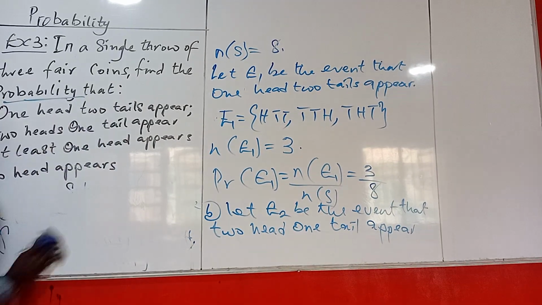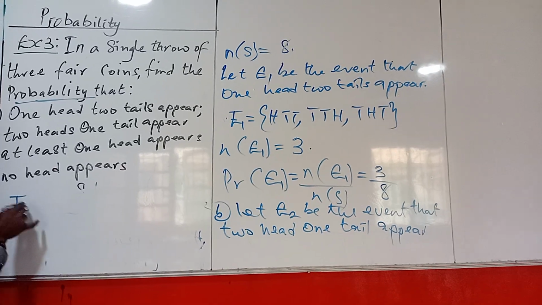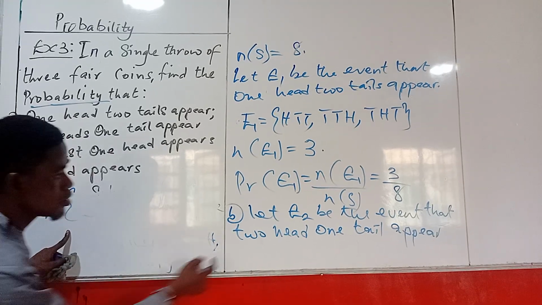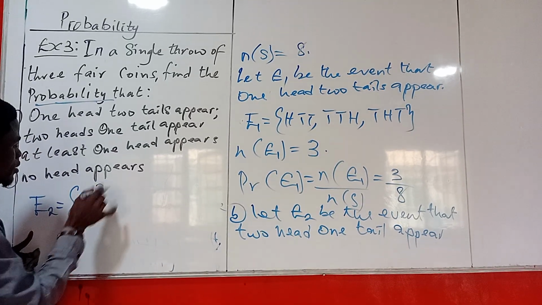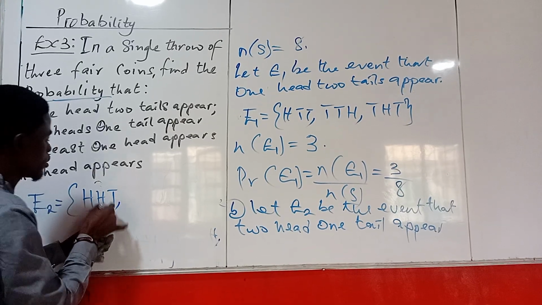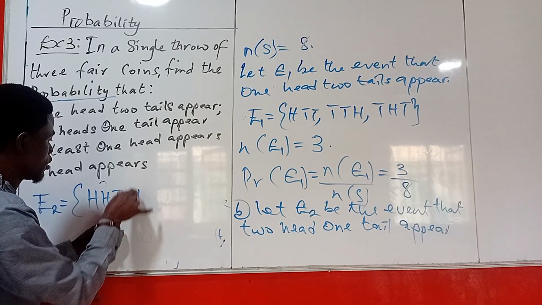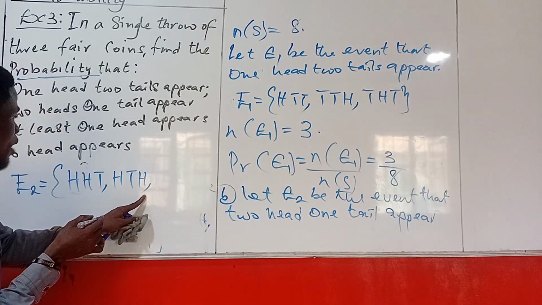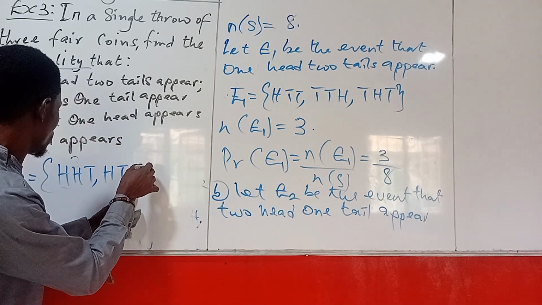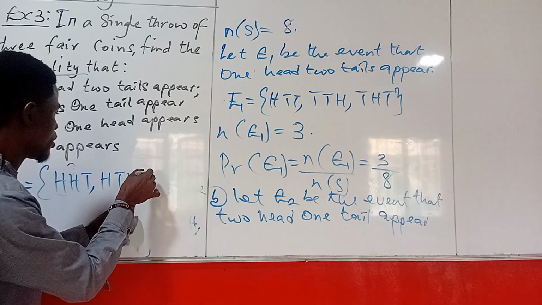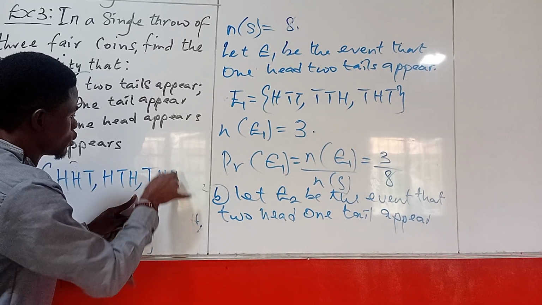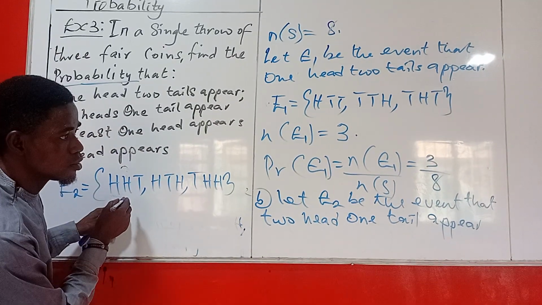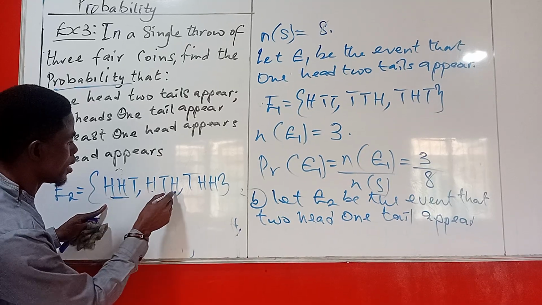So in that case, our E2, we have two eggs, right? Two eggs. We are going to have two eggs here, HHT. Then one tail, two eggs, which is HTH, two eggs and one tail. Then the last one is two eggs, THH. So that is, when we have two eggs and one tail.